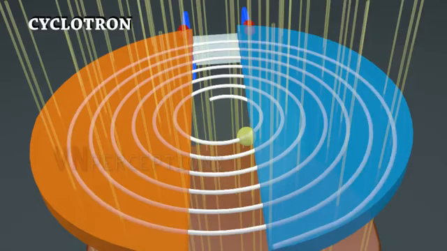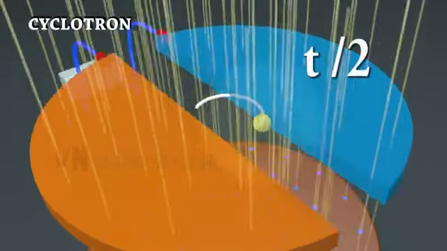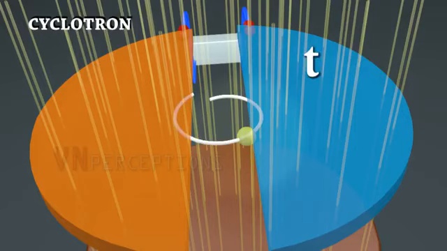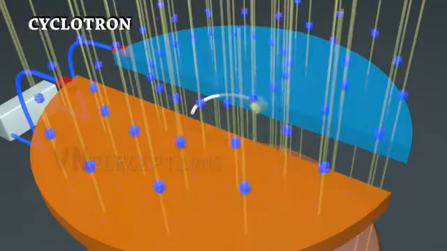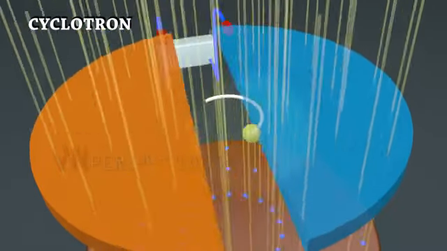The particle makes a semicircle and comes to the gap. The time taken is T by 2, because if the time taken to complete one circle is T, then the time taken to complete a semicircle would be T by 2. As soon as the particle comes to the gap, it is influenced by the electric field.